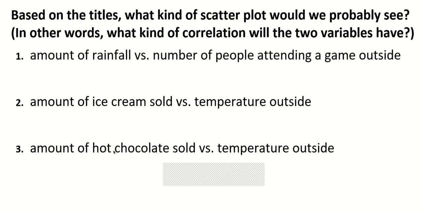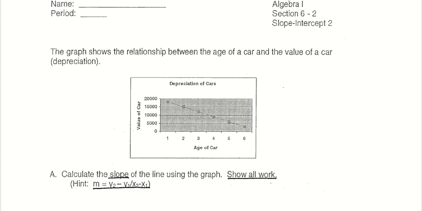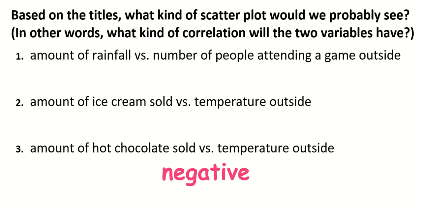And then, what about hot chocolate? If the temperature rises, maybe the hotter it is at a high school football game, wouldn't the amount of hot chocolate sold probably go down? So when this goes up, this goes down. So that one's a negative correlation. And basically, it looks like that's it for this notes handout.